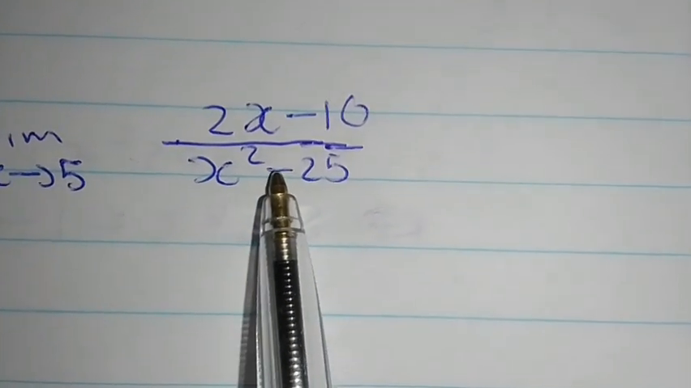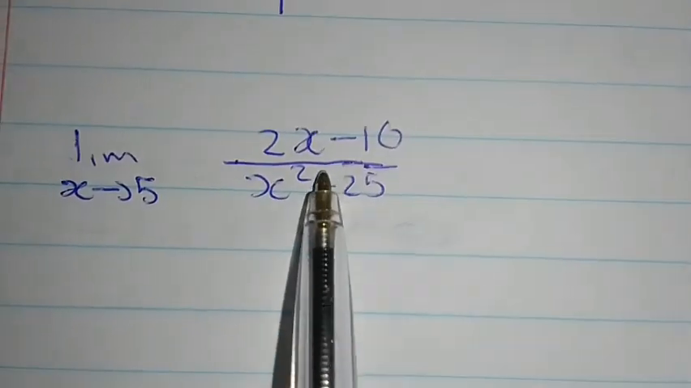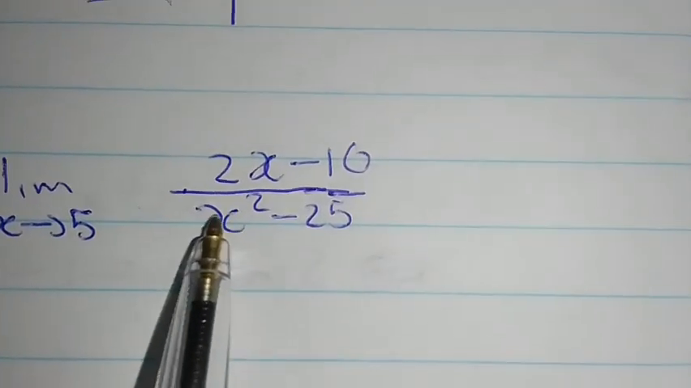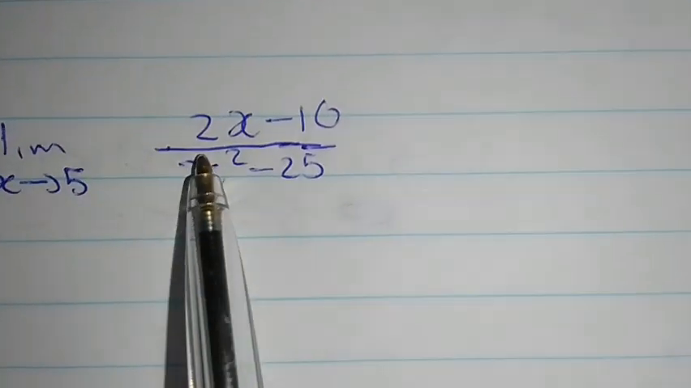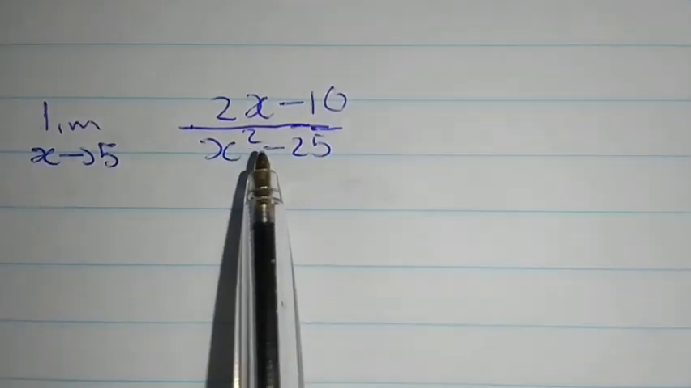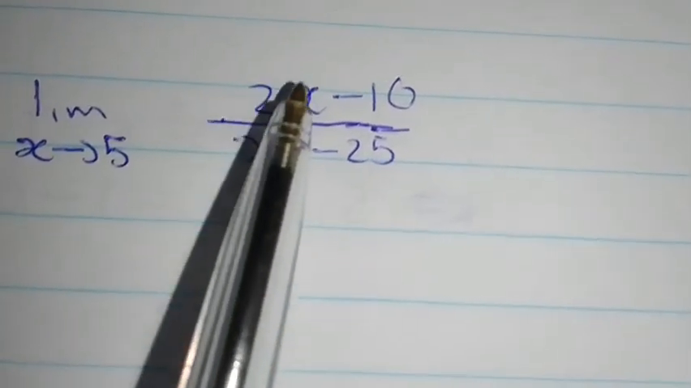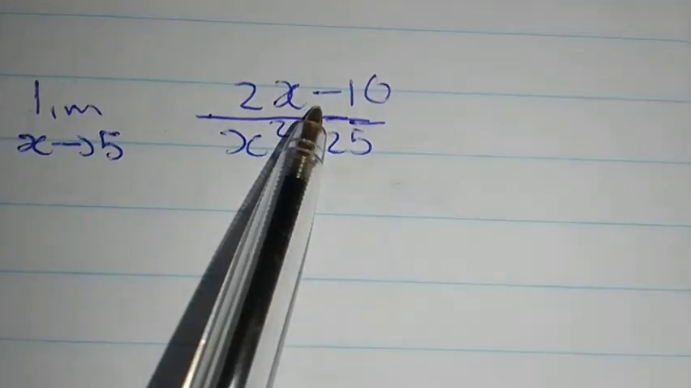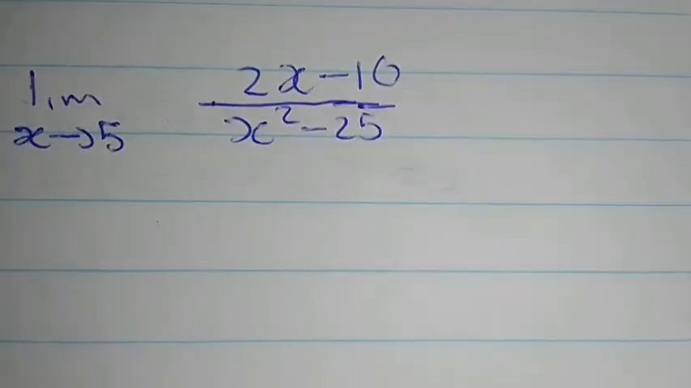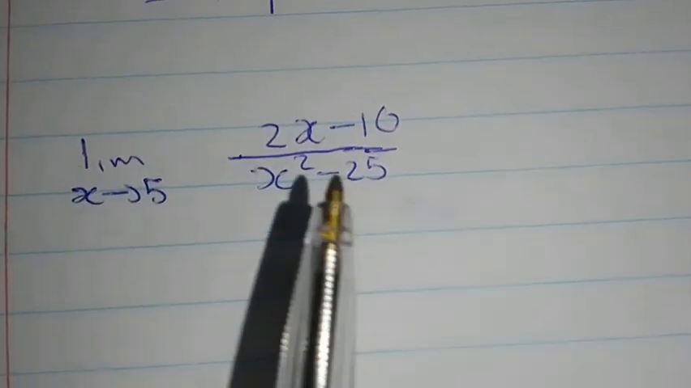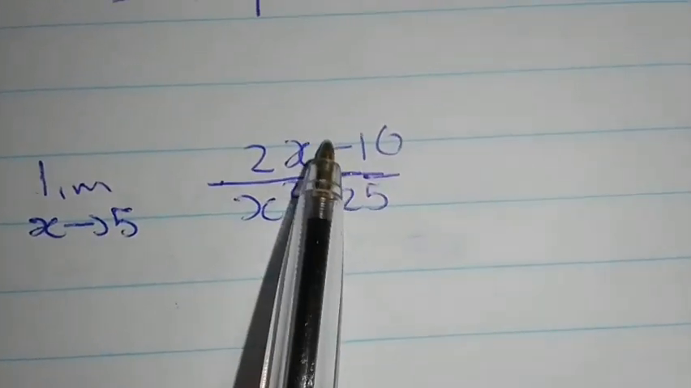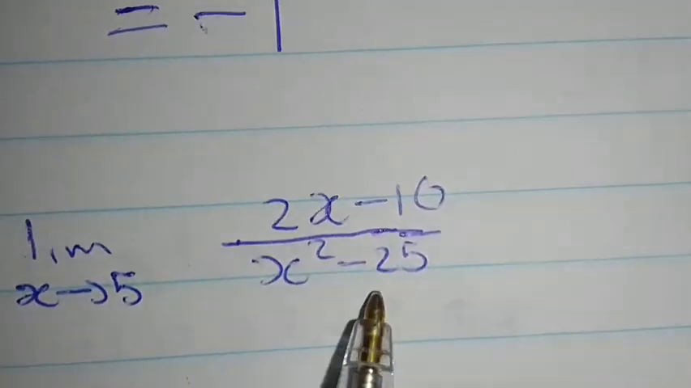squared minus 25. Now realize that we have a problem in the denominator. When x goes to 5, the denominator goes to 0, and we're not allowed to divide by 0. But notice that the numerator at the same time goes to 0. 2x minus 10, when x goes to 5, approaches 0. So that means you get 0 over 0. What that means is x minus 5 is a factor in the numerator and the denominator.